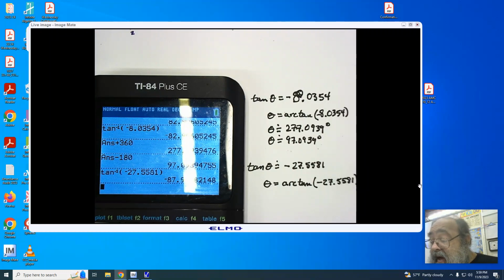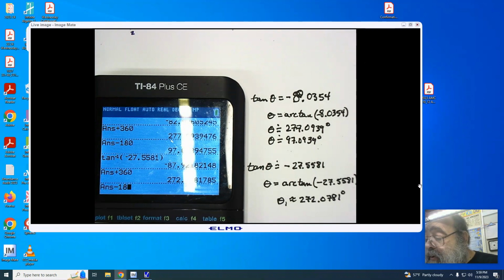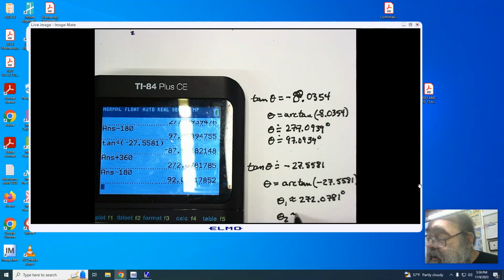There is the negative reference angle. So if I add 360, I get the first answer, and this is in my fourth quadrant, 272.0781 degrees. By subtracting 180, I get the second answer in the second quadrant, and it is 92.0781 degrees. That's working with our arc tangents in finding our solutions.